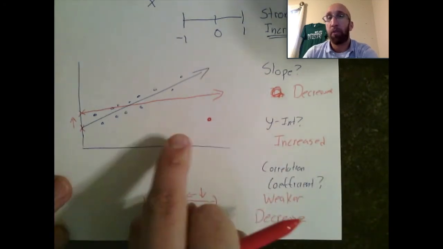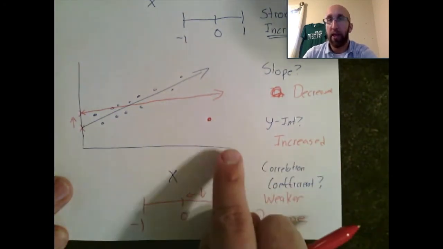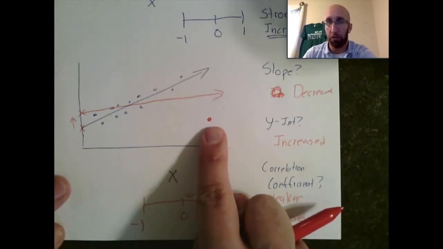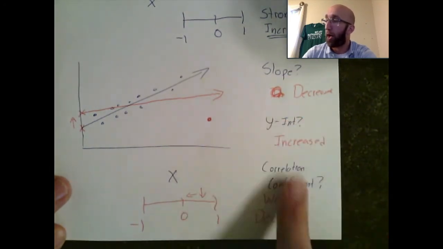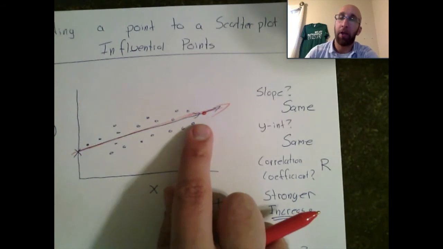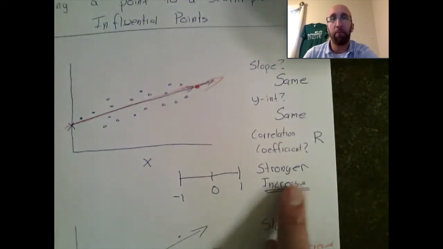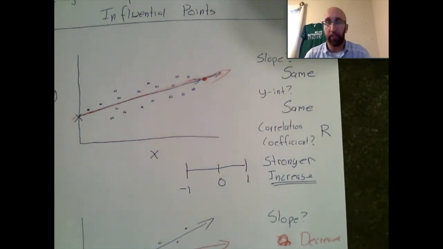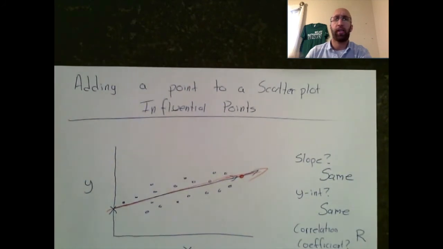Okay, so by adding this point that doesn't really fit the trend of our original line, this is what we call an influential point because it is going to drastically change our slope, y-intercept, and our correlation coefficient. Whereas when we add another point that just fits the overall trend, some things stay the same, only certain things will change, okay? So this was a quick overview on what does adding a point to the scatter plot do and what are influential points.